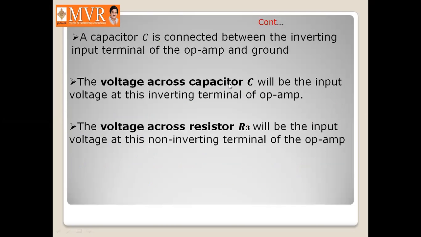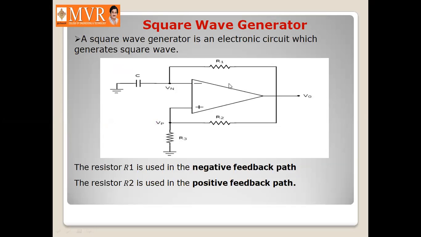The square wave generator as well as the triangle wave generator. So coming to the next application, that is an op amp as a square wave generator, and this circuit is also named as an astable multivibrator.